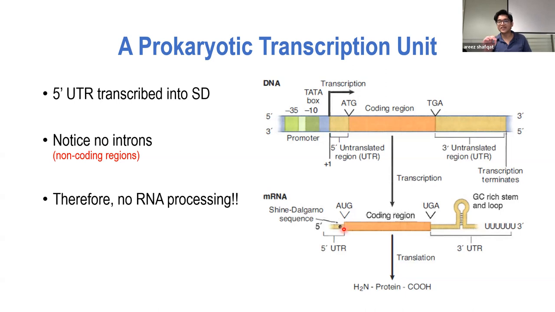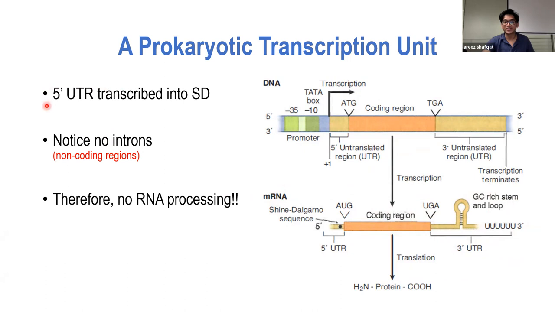There's a sequence within the 5' untranslated region of prokaryotic or bacterial mRNA. That sequence is called the Shine-Dalgarno sequence. That is where ribosomes bind in order to start translation. This is the coding region here. This contains no introns, as you can see here. And this is the 3' UTR. So as you can see, the bacterial or prokaryotic mRNA is automatically ready for translation.